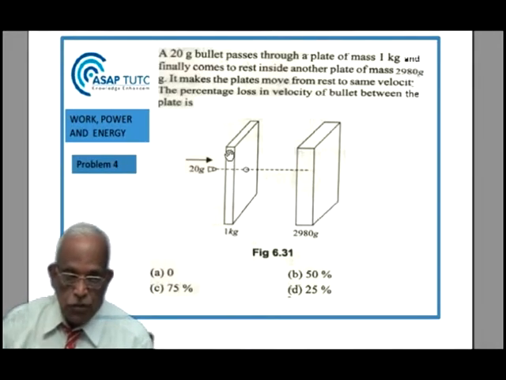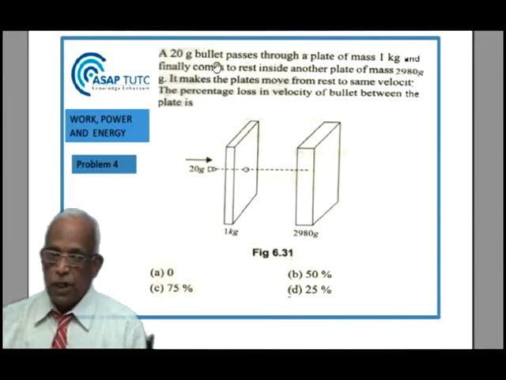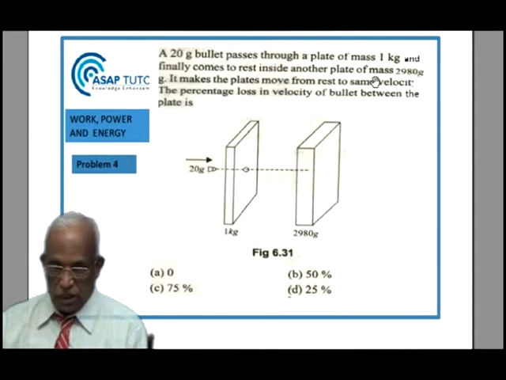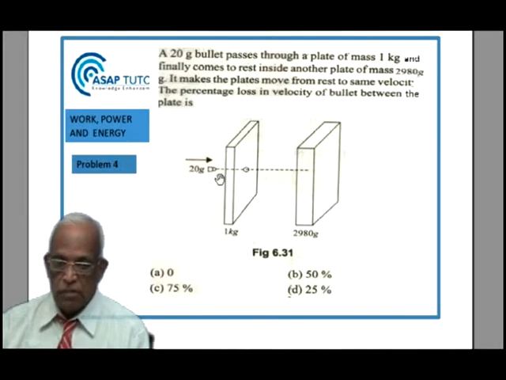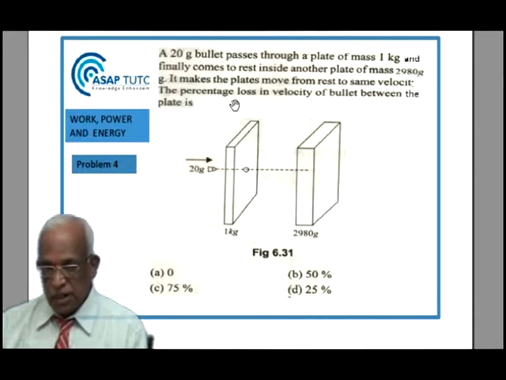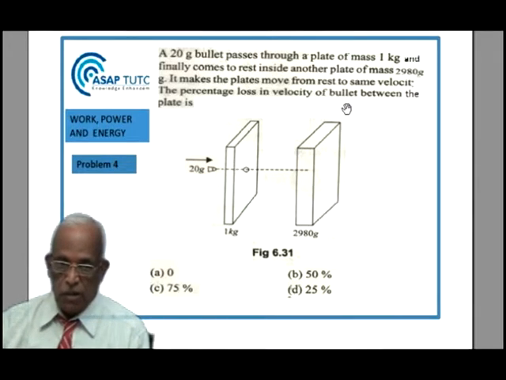Then we go to the next question. A 20-gram bullet passes through a plate of mass 1 kilogram, and finally comes to rest inside another plate of mass 2980 grams. This is a typical ballistic problem. It makes the plates move from rest to some velocity. The percentage loss in velocity of the bullet between the plates is what is required. Notice that the bullet is passing through this, and it is here.